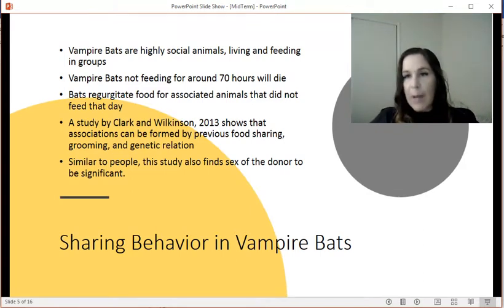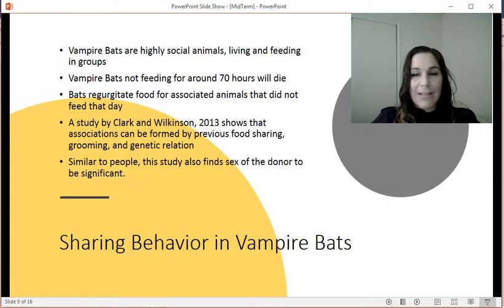We look to vampire bats to understand sharing behavior and donation behavior because they lend themselves to the same kind of social dynamics. They are highly social animals. They live and feed in groups. They have unique sharing behavior that has resulted from the fact that vampire bats not feeding for around 70 hours will perish because of starvation. So they're very sensitive in that way.